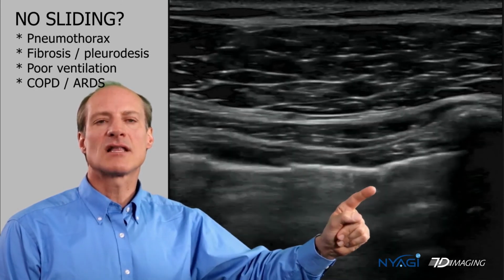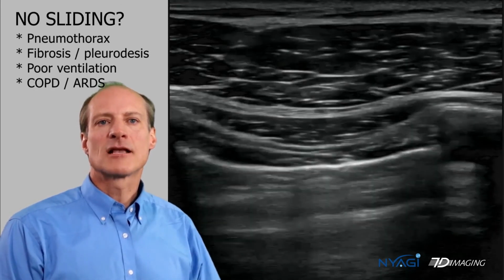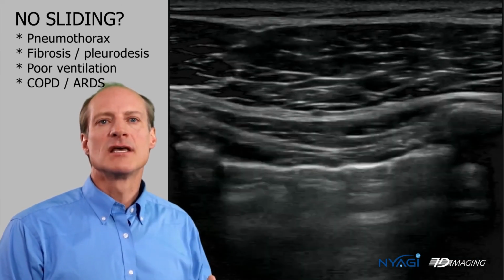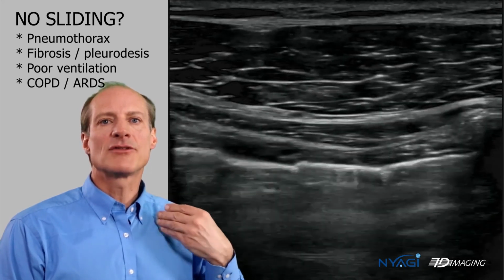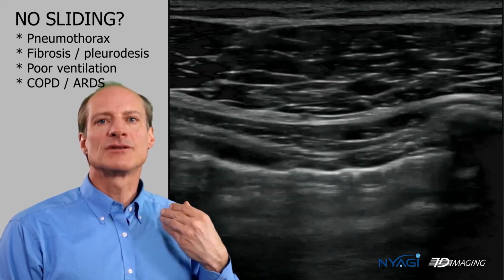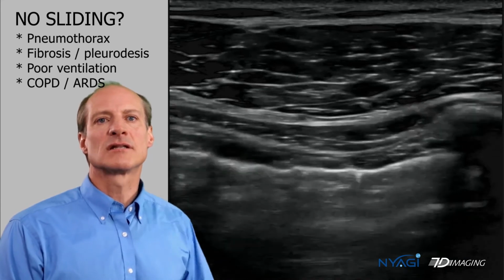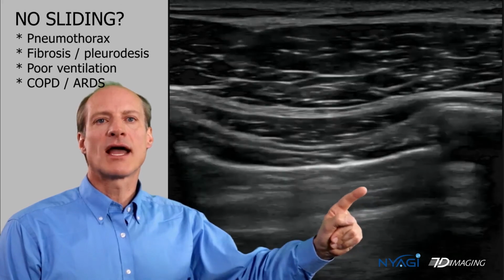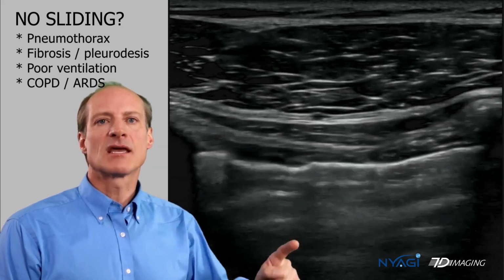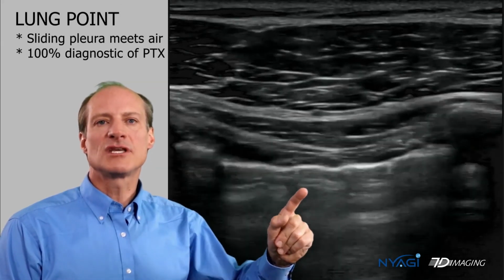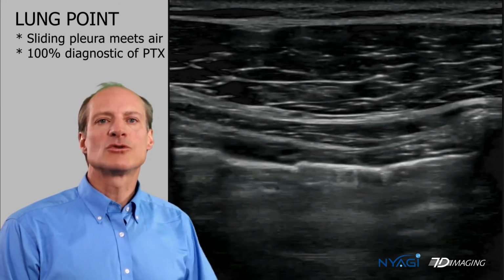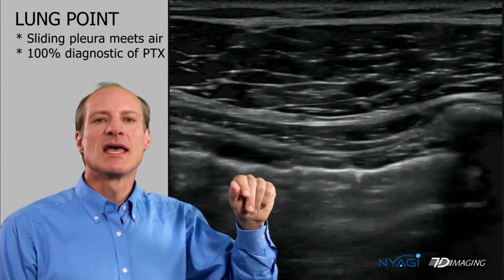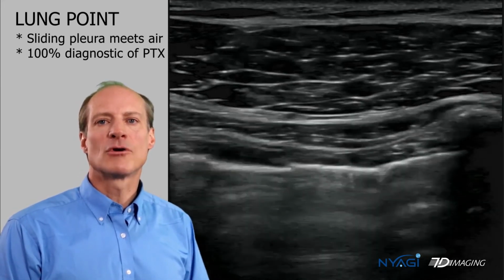If you do not see lung sliding, there are multiple reasons, including possible fibrosis of the lung, poor ventilation. The lung does not slide as much near the hilum or the center of the lung compared to the distal or lower lobes. You cannot rule out a pneumothorax simply by seeing non-lung sliding. However, if you see what's called a lung point, which is where the two pleura actually start to separate because of the air between them, that defines a pneumothorax.